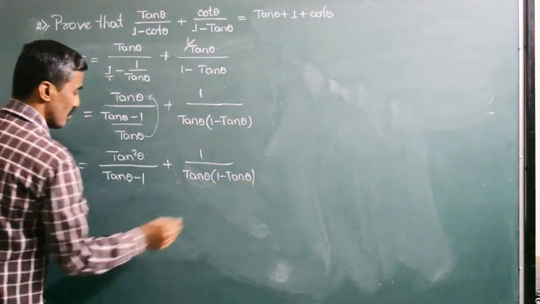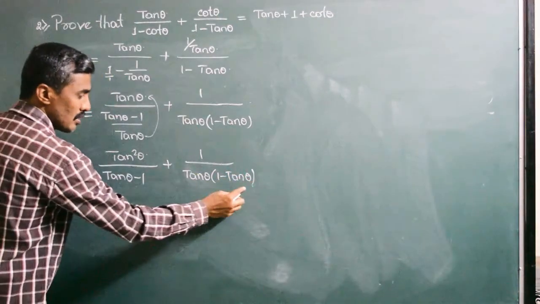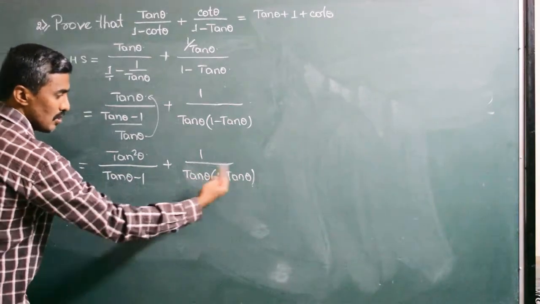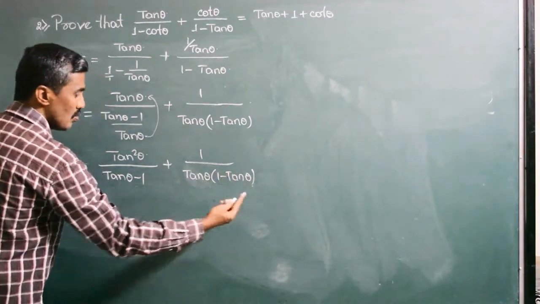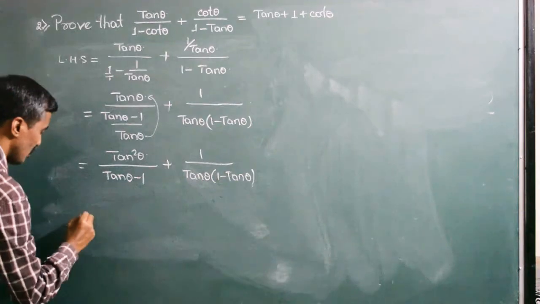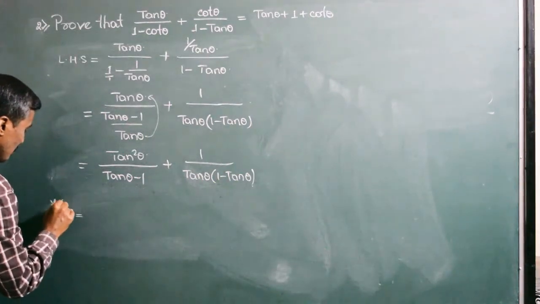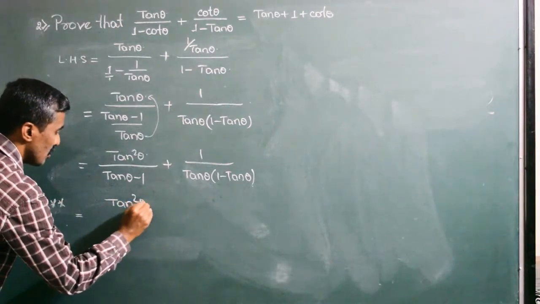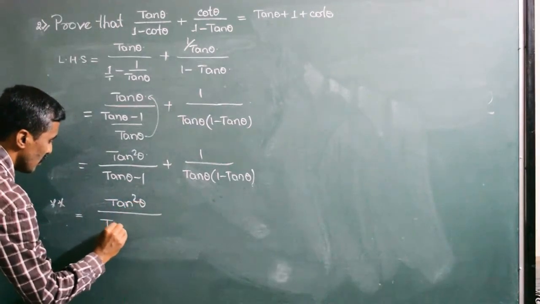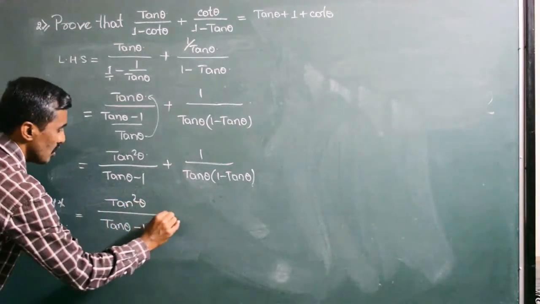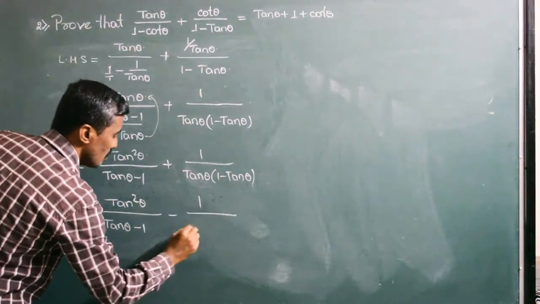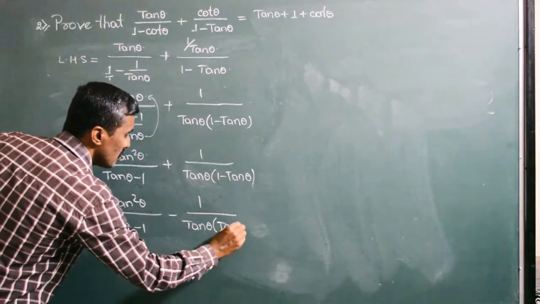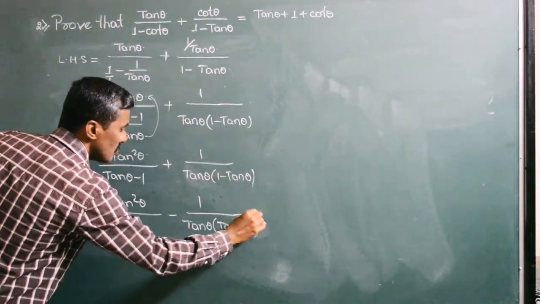Next step is very important. Here tan minus 1, here 1 minus tan. Tan is positive, 1 is negative, but here 1 is positive, tan is negative. So then we have to convert it as tan theta minus 1. So then plus becomes minus in the next step. Very important step. Tan square theta divided by tan theta minus 1, minus 1 divided by tan theta into tan theta minus 1.